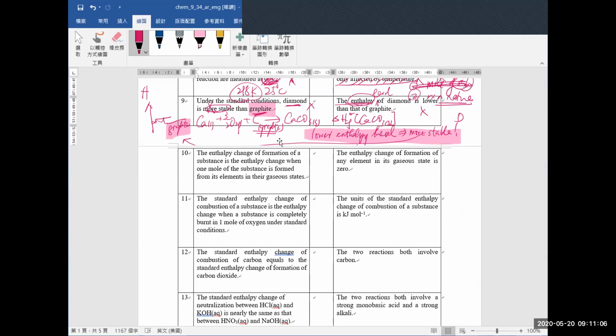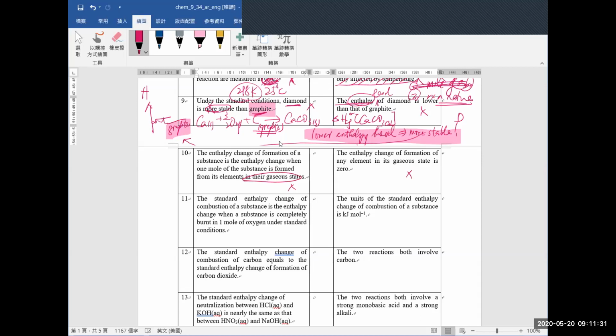Question 10. The enthalpy change of formation of a substance is the enthalpy change when one mole of a substance is formed from its elements in their gaseous state. The enthalpy change of formation of any element in the gaseous state is 0. It's D. How wrong are the other two statements? The first one.